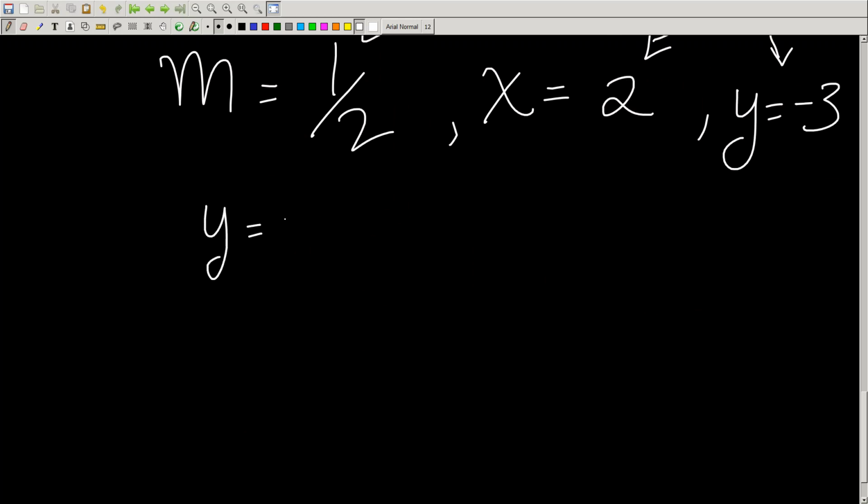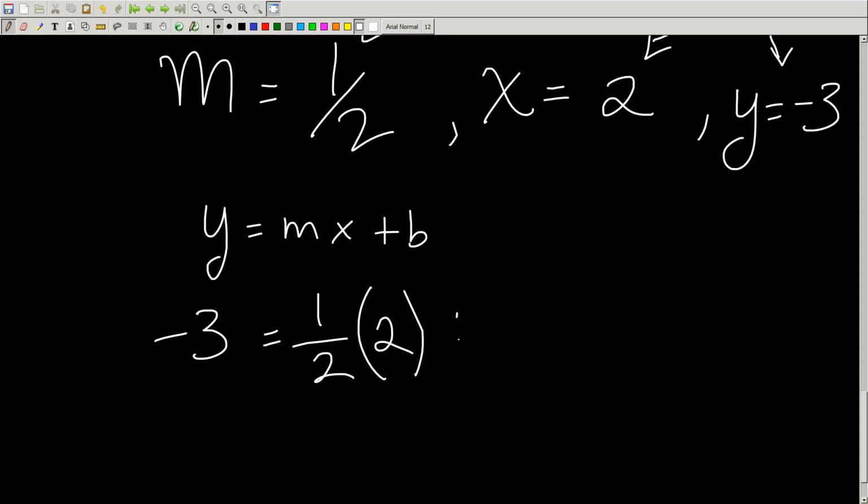Remember, y equals mx plus b. So the y coordinate, -3, goes where y is supposed to go. The 2, which is the x, goes where x is supposed to go, and m goes where m is supposed to go. So here we go. -3 equals 1/2 times 2 plus b. Now all I have left is one letter, and I have to solve for b.